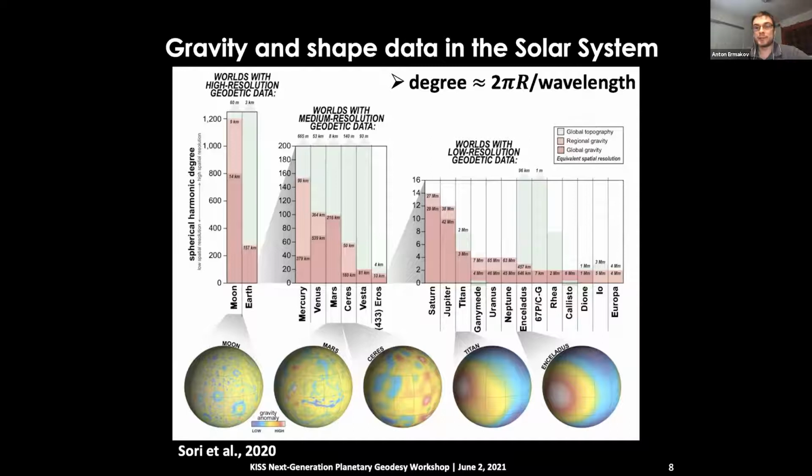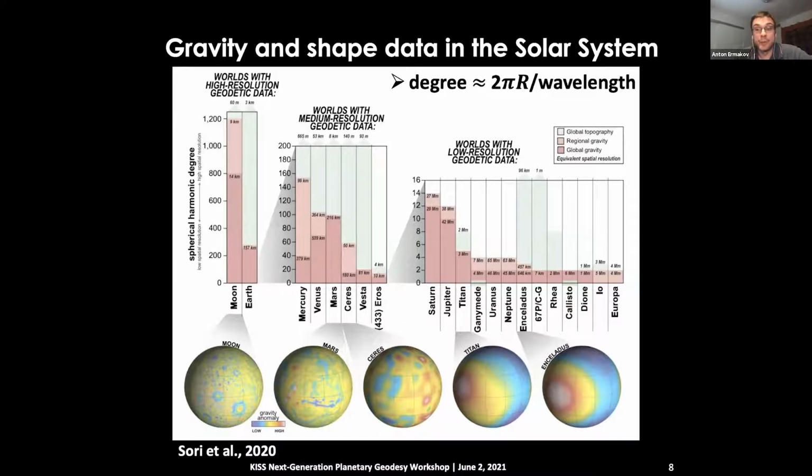In the solar system, we measured shapes and the gravity fields of multiple bodies, such as planets, the moons, asteroids, and even comets. And their spherical harmonic expansions range up to degree 1000, which is the case for the moon. And I should remind you that the degree is inversely proportional to the wavelengths of a particular signal. So we have degree of maybe about 1000 for the moon, order of 100-ish for the terrestrial planets.